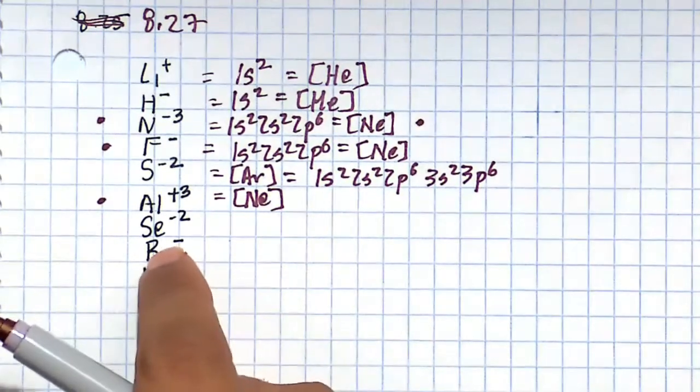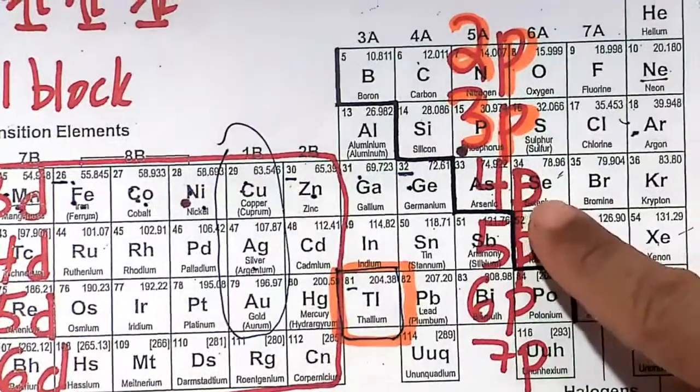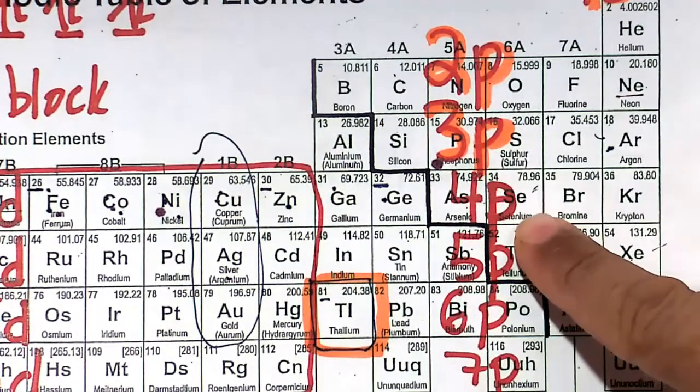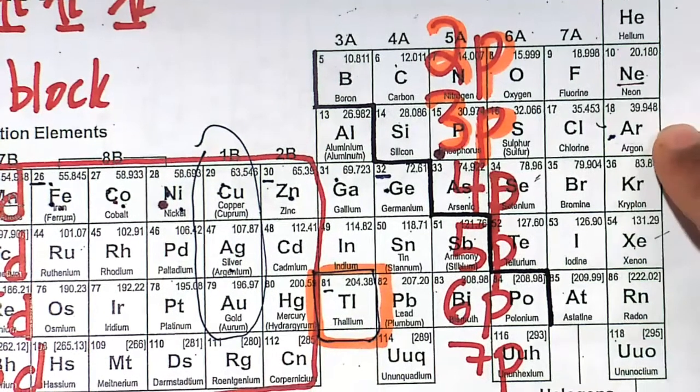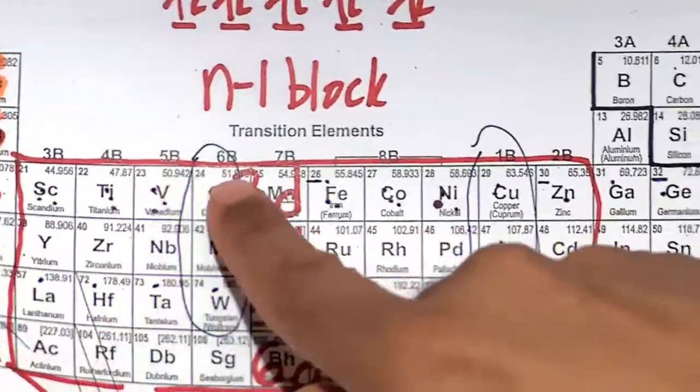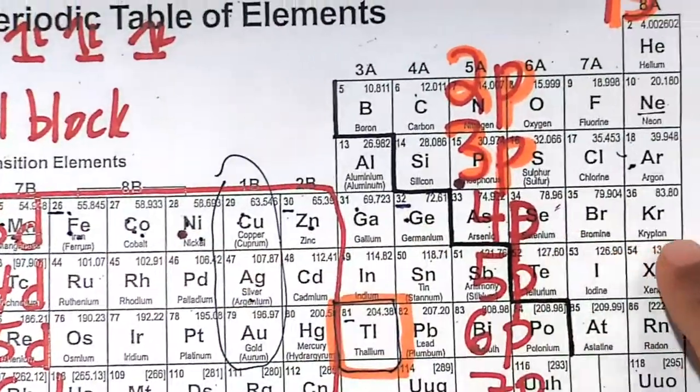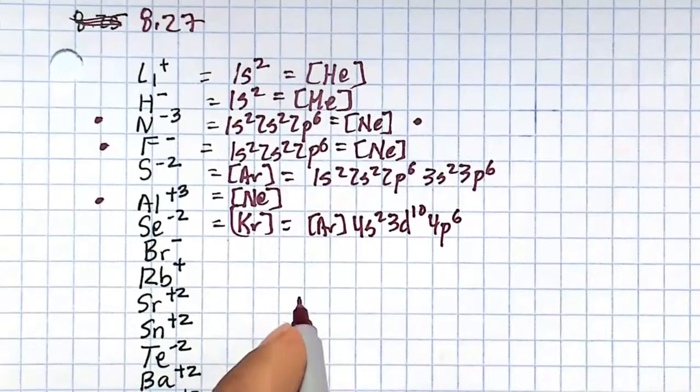Se minus 2, this is selenium. Selenium is here in the periodic table. Minus 2 gives it Krypton. So here we're going to write the electron configuration of Krypton. And it's actually argon 4s2, 3d10, 4p6. So that's how the electrons are going to go.